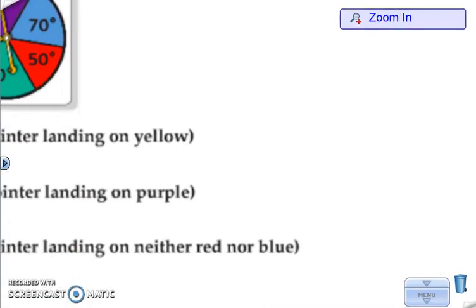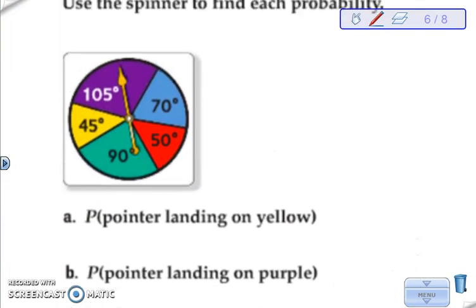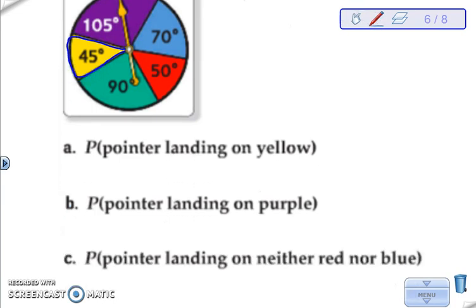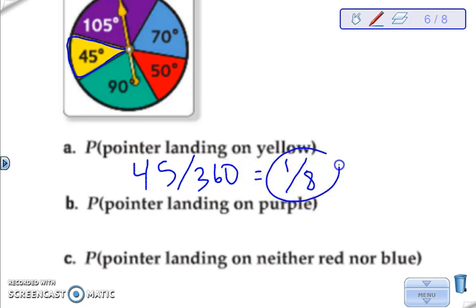All right, so we're going to do the same thing here. Only this time, notice they did not give us any dimensions, right? They just gave us degrees. So it's going to work the same way as the area, only we just have to remember the total number of degrees for the circle is 360. So the probability that the pointer lands on yellow is 45 degrees out of 360. Just reduce that, and it gives us 1/8.